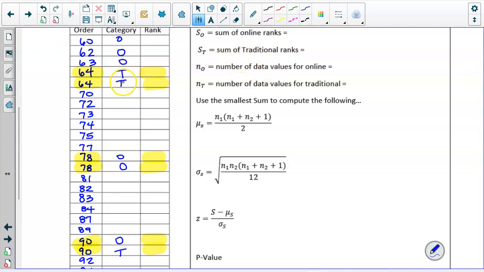So these were both T's, and then I had T from 70 all the way down to 74. 75 is an O. 77 is a T. I already put that those are both O's, and then 81 is also an O down to 83. 84 was a T. 87 was an O.